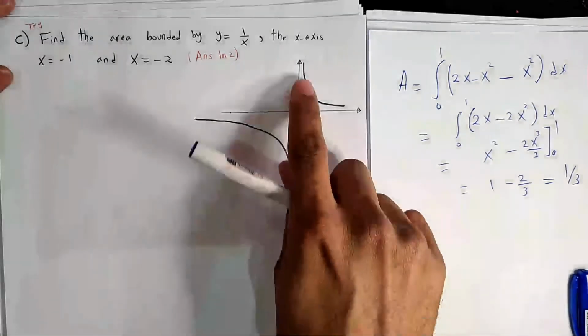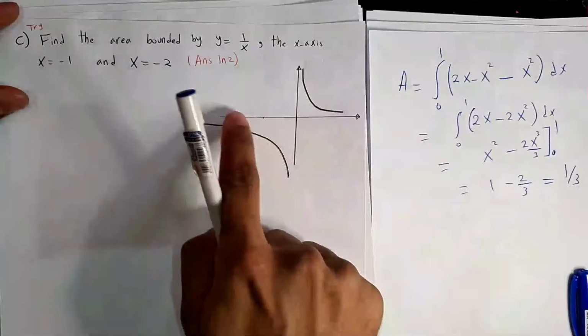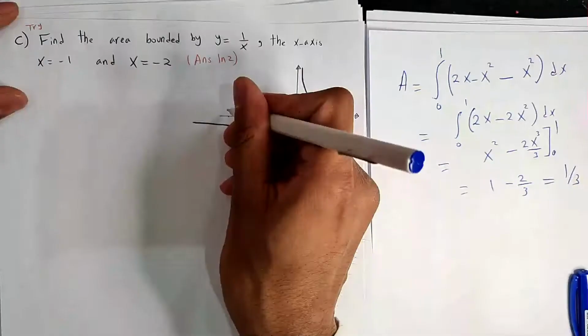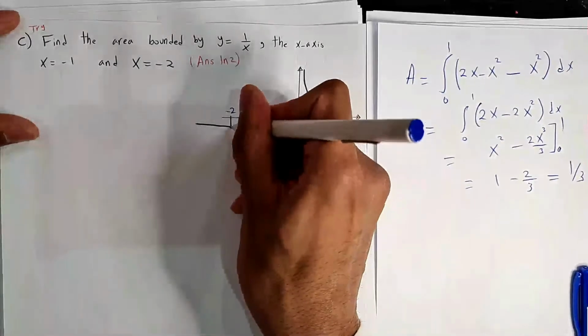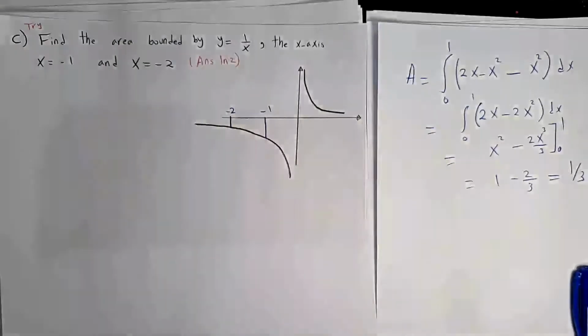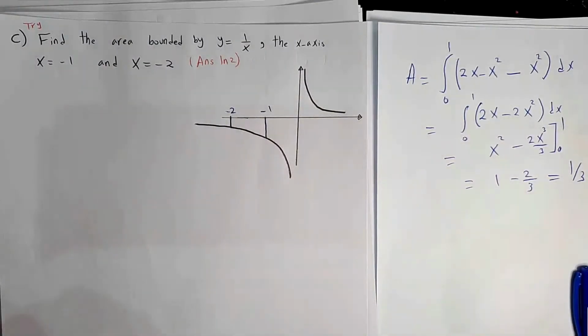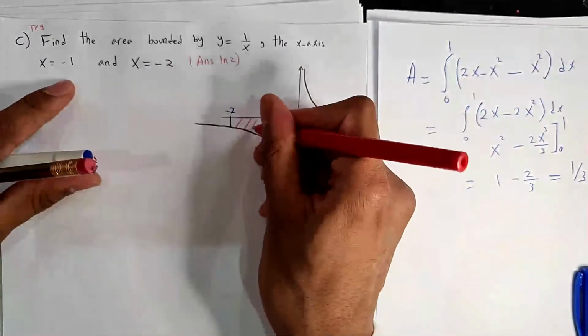As we said, this is the graph y equal 1 over x. This is the x-axis, x equal to minus 1, x equal to minus 2. This is minus 2 and this is minus 1. Be careful, he said close it by x equal minus 2 and x equal to minus 1. Now, where is my region? Clearly, it is this one.